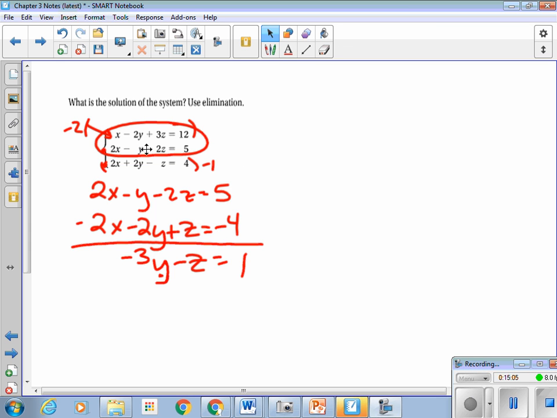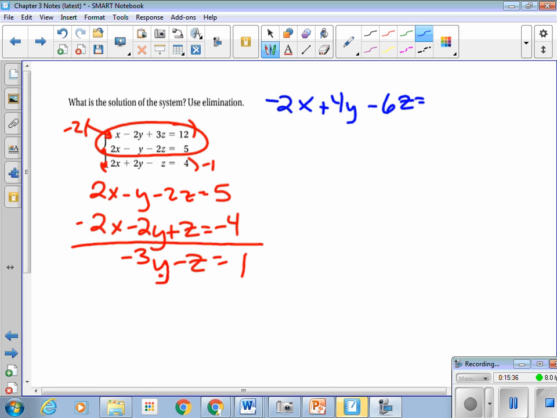All right, so the top one has a negative 2y and the bottom one has a positive 2y, and we could have just added those two together and eliminated the y's. Totally valid. We could have done that. Nothing wrong with that. So we're starting to get into multiple ways of solving the same equation. So I'm going to multiply my top by negative 2. We get negative 2x plus 4y minus 6z equals negative 24. Then I'm just going to rewrite this one. 2x minus y minus 2z equals 5.